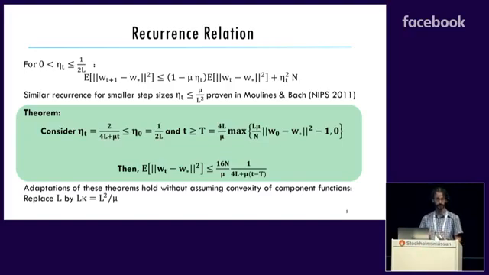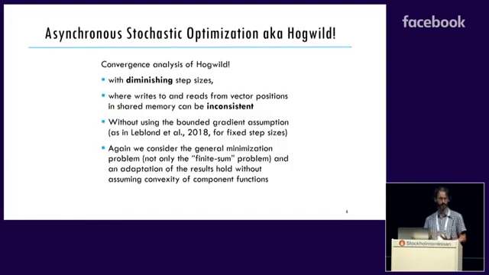In that case, we just replace L throughout by L times kappa, where kappa is the condition number L divided by mu. So let's take what we have learned to Hogwild. Again, we want to analyze this with diminishing step sizes, but now, since we have this asynchronous setting, writes to and reads from vector positions in shared memory are inconsistent.